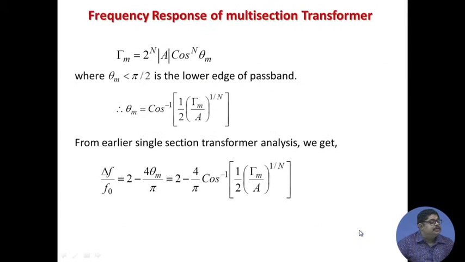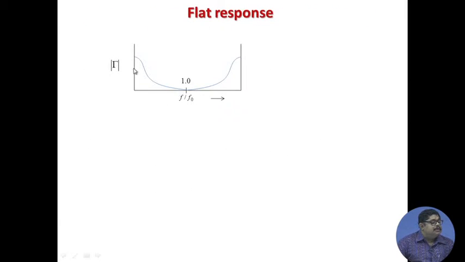Characteristic impedance of various stages, and already we have seen that we can put a maximum value of the reflection coefficient, that gives us this expression. So, theta m is this. So, in the single section transform analysis, we have found delta f by f naught equals 2 minus 4 theta m by pi. This theta m value we can put. So, all the formulas are here, you just go through, these are self explanatory if you see the slides, and the response you get is very flat like this. Okay. So, this is the Butterworth response.